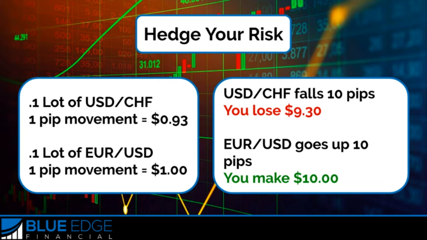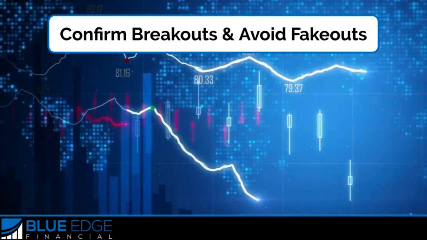Also, you have to be aware that the correlation between 2 pairs can weaken at any time. So if the Euro USD goes up 5 pips, the USD CHF might fall 10 pips. It's not always going to be a perfect science, so just be careful when you're hedging. The final way currency correlation can make you a more successful trader is by helping you to confirm breakouts and avoid fakeouts. Let's go through an example of how you can confirm your trade entry or exit signals using correlated pairs.